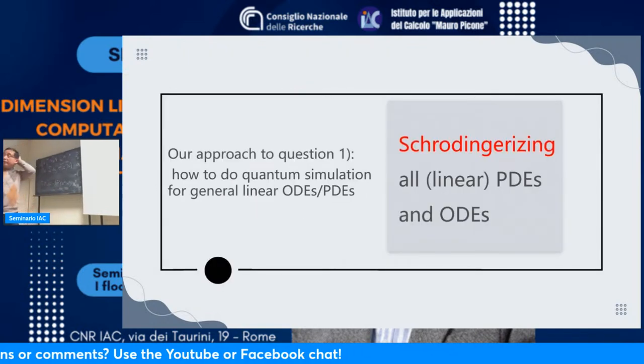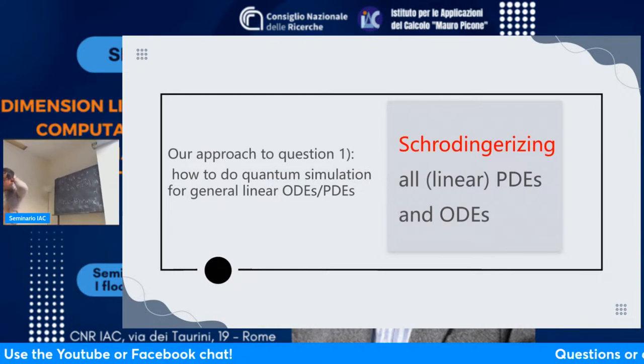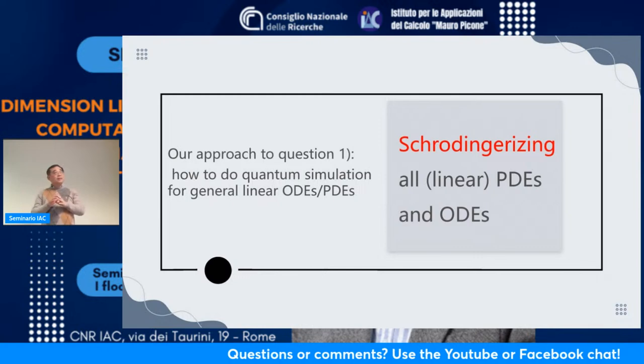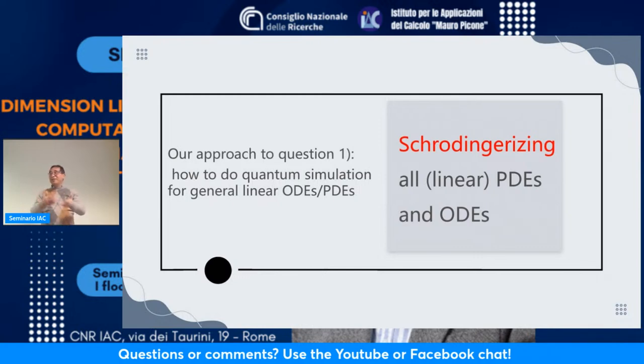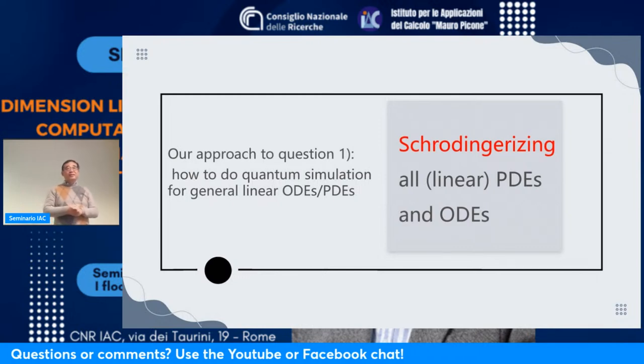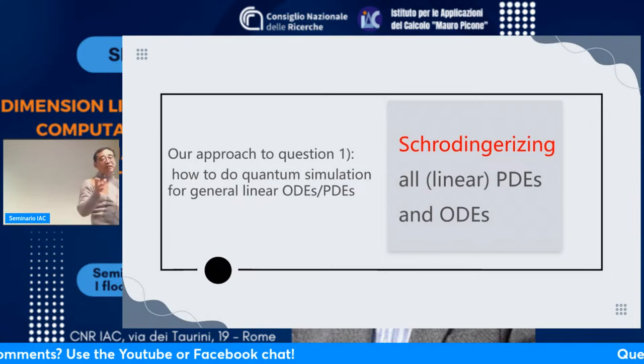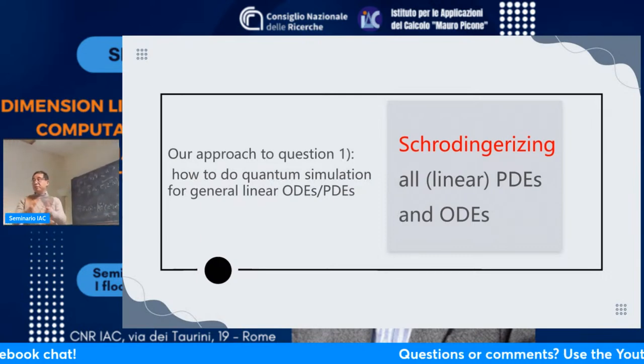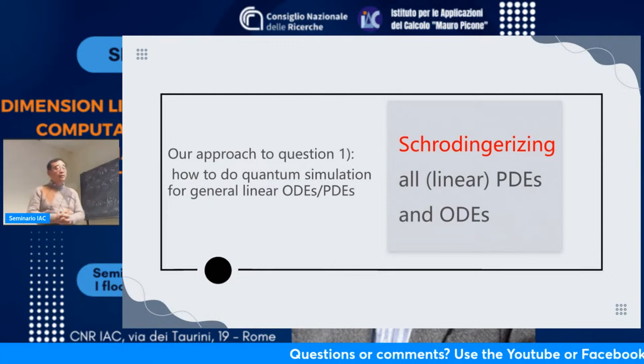The first question, how to solve other PDEs? I think we find a very nice universal solution to this. Namely, we can Schrodingerize all differential equations. Okay? We find a transformation which can transform any linear PDE or ODE into a Schrodinger equation, believe it or not.